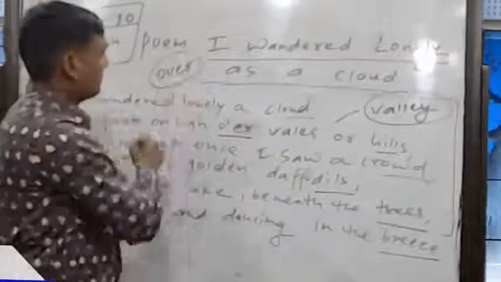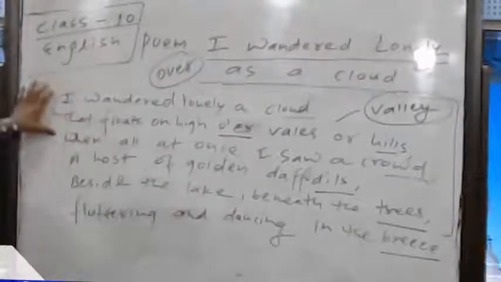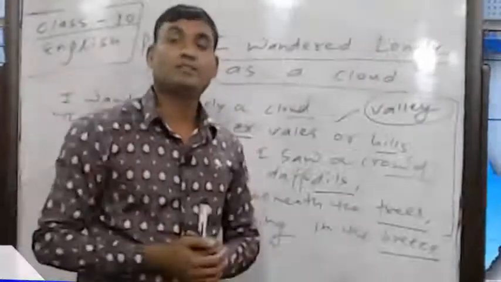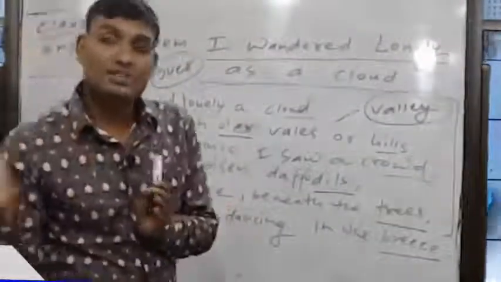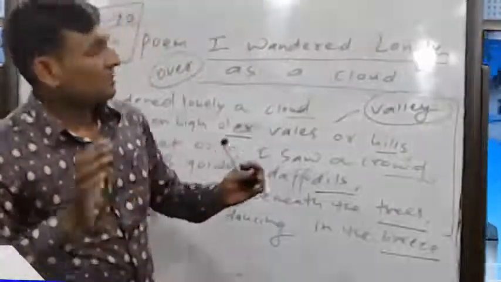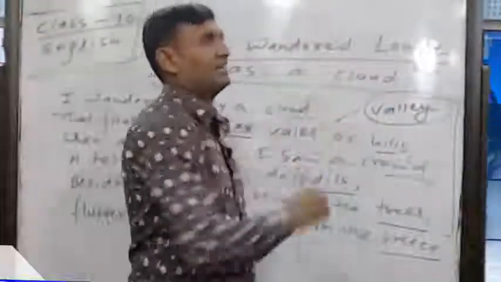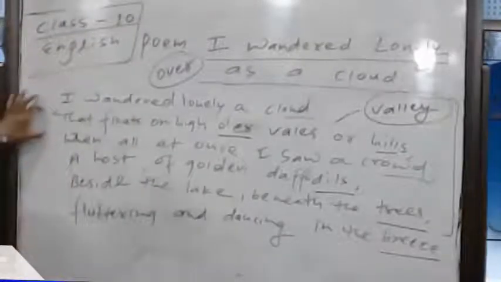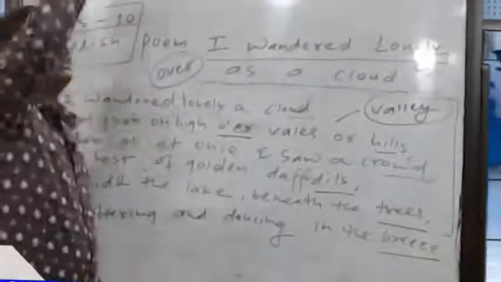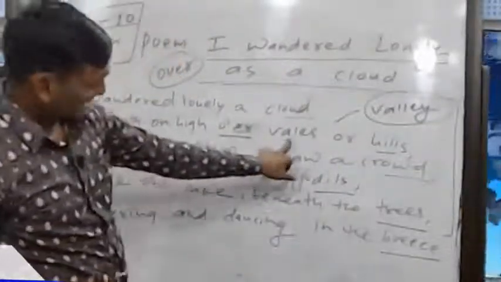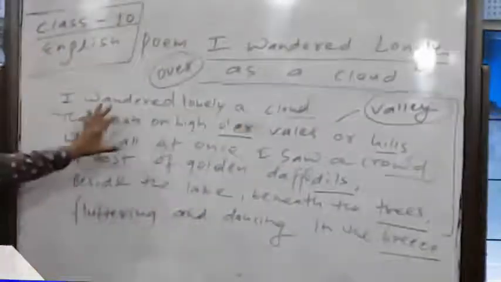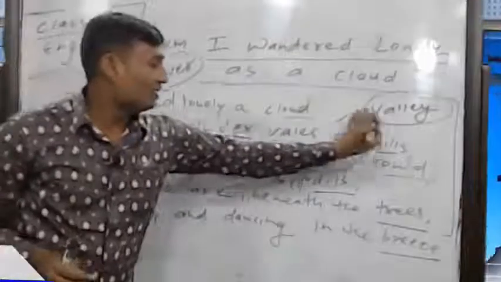So here the second line, it means the first line, I wandered lonely as a cloud. It means I moved here and there as a cloud. When the wind moves, then the clouds move here and there, to different places where the pressure of air is. That floats on high. It means high in the environment, above the valley and above the hills. Cloud floats on high over valley or hills.